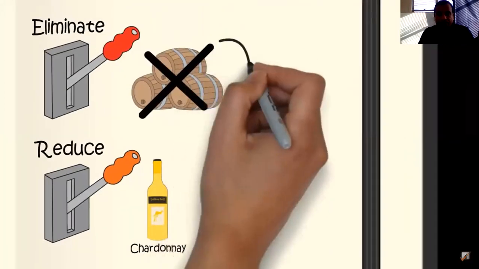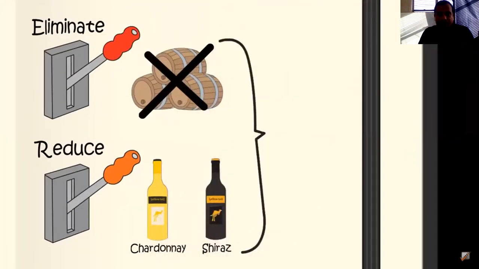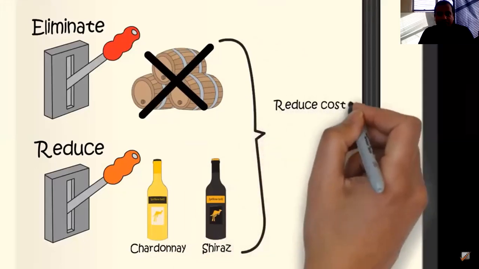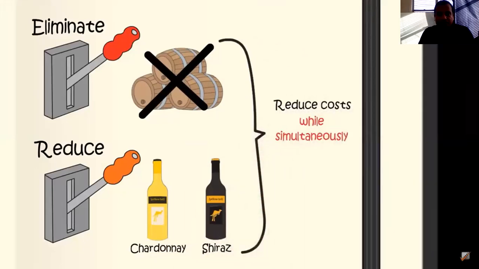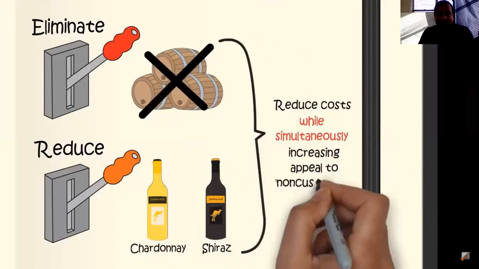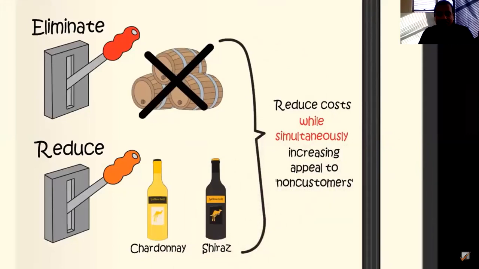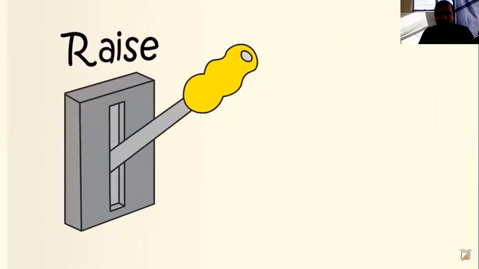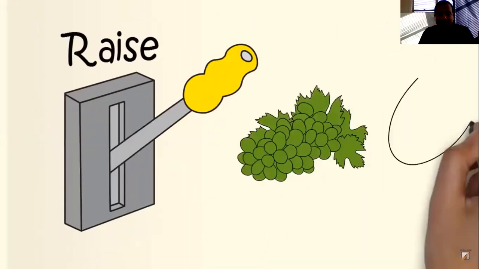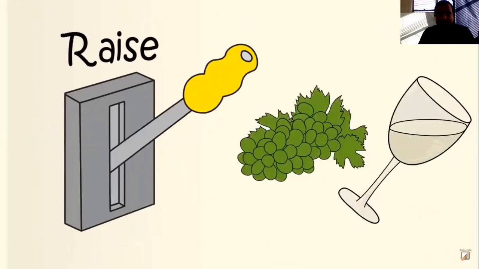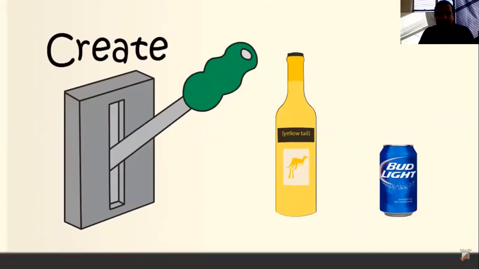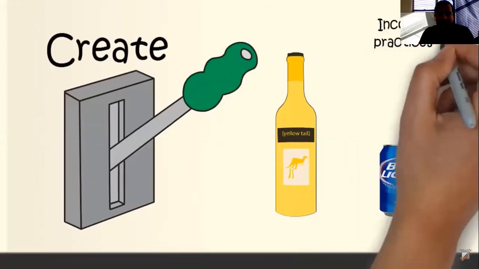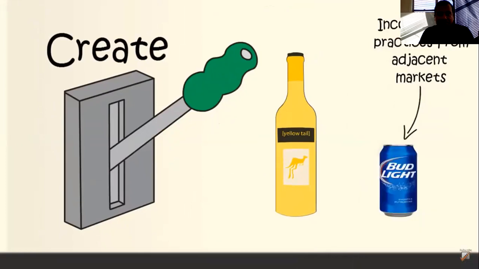By focusing on what they could eliminate and reduce from the standard practices of winemaking, they could reduce the cost of their product while simultaneously increasing the appeal to infrequent or absent wine drinkers who valued something much simpler. After eliminating and reducing, they looked at what standards they could raise. They raised the freshness and drinkability of their wine, so it was easy on the palate like beer or cocktails. And finally, they looked at what they could create by incorporating practices from adjacent markets, like the beer industry.